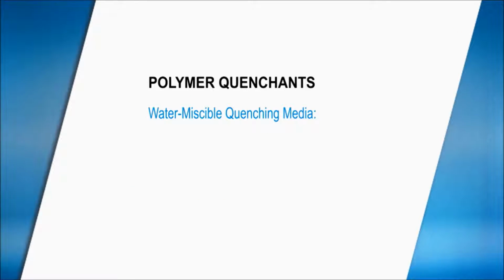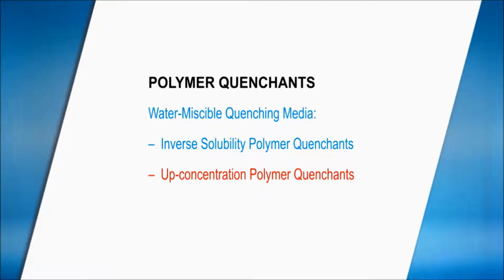We shall now move on to a discussion about the two main types of polymer quenchants, namely inverse solubility type polymer quenchants and up-concentration polymer quenchants.